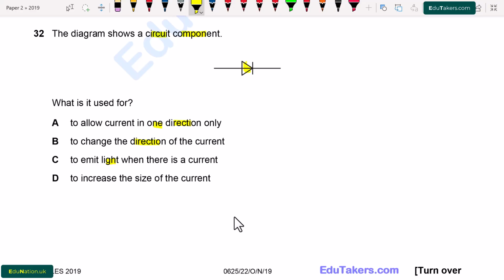This component is basically a diode that allows the current to pass only in one direction. So option A is correct.